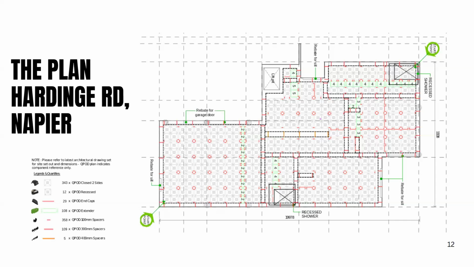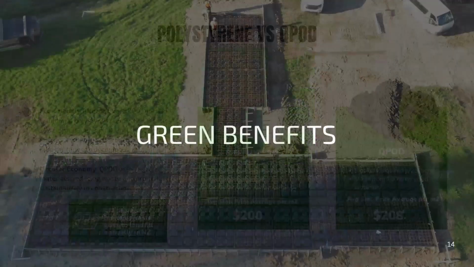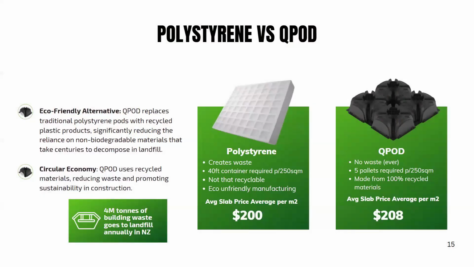And just one other question to hear from Mark as well. Is the cost difference you mentioned of poly versus QPOD, the $200 versus the $208 per square metre, just based on materials, or are there any labour savings as well, or any other savings, I guess, with QPOD? Yeah, good one. The 208 is purely material and install labour cost on site.